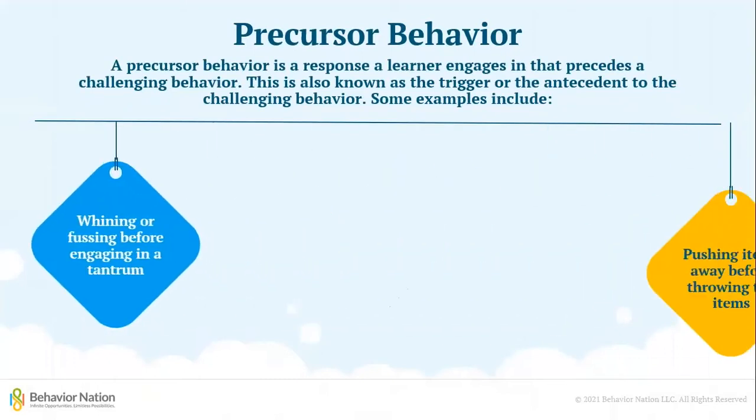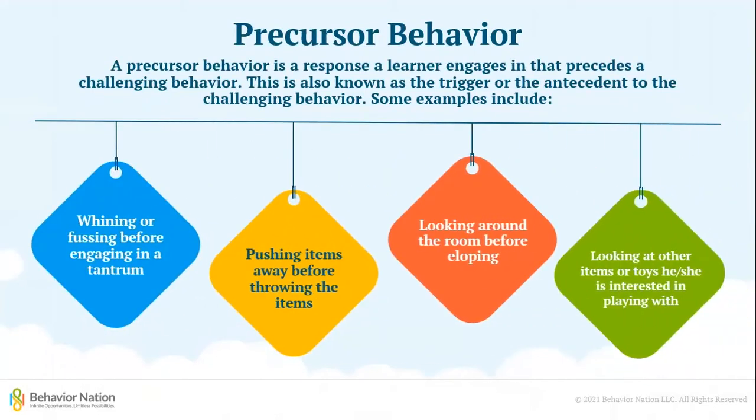As caregivers and parents, you know when a challenging behavior is going to occur because you may begin to see what's called a precursor behavior. This is a response that precedes a challenging behavior. It also can be referred to as the trigger or the antecedent to the behavior. For example, whining or fussing before engaging in a tantrum, pushing items away before throwing the items, looking around the room before eloping, or looking at other items or toys the child might be interested in playing with.